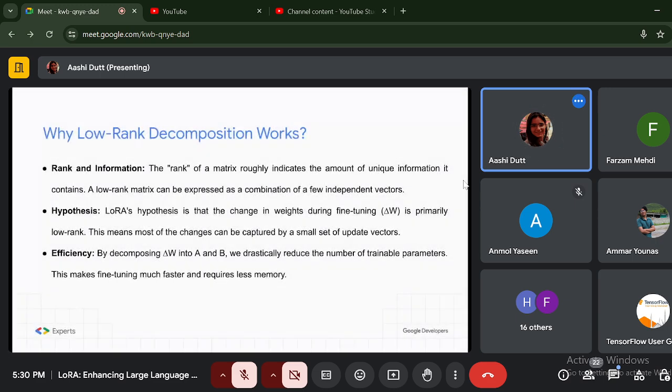Why does low rank decomposition work? So first is rank. I hope everyone knows the rank, or how to find the rank of a matrix. It roughly indicates the unique information that is carried in a matrix. Then there is a hypothesis that the change in weight during fine tuning is primarily low rank. So we want to keep it low because we want to have fewer parameters to fine tune or to update, right? And for efficiency, by decomposing delta W into A and B, we drastically reduce the number of trainable parameters.